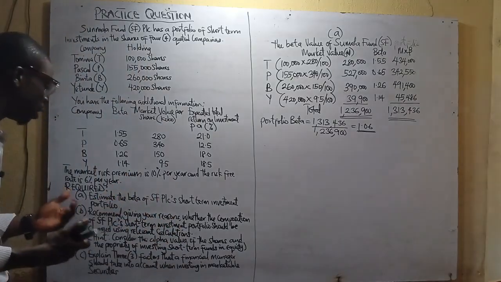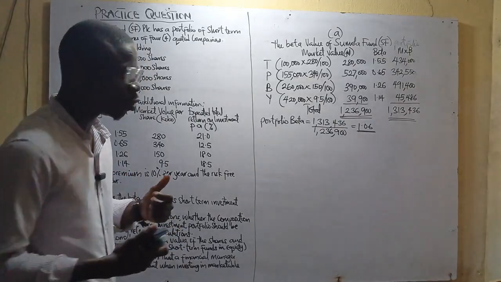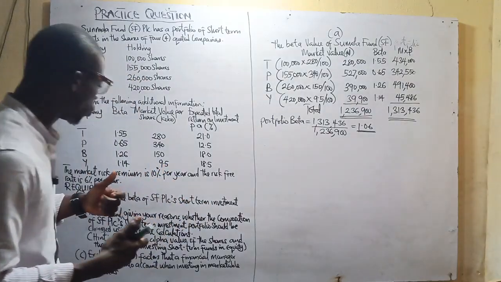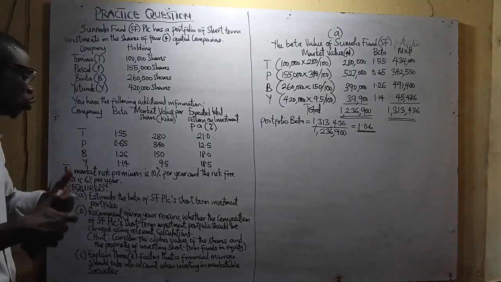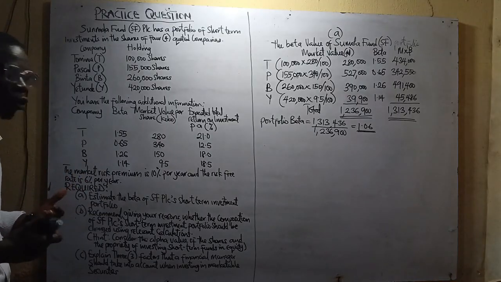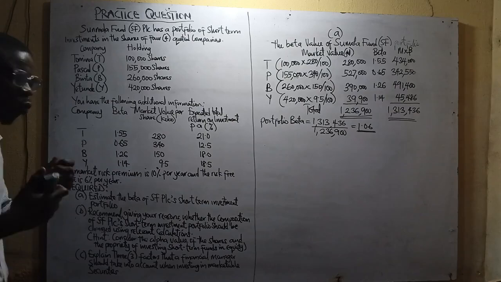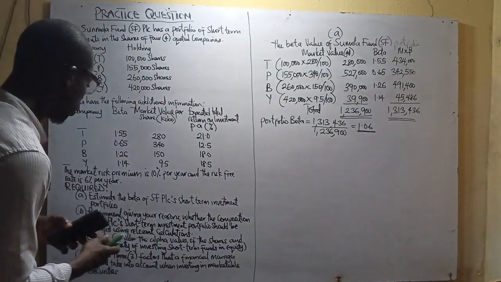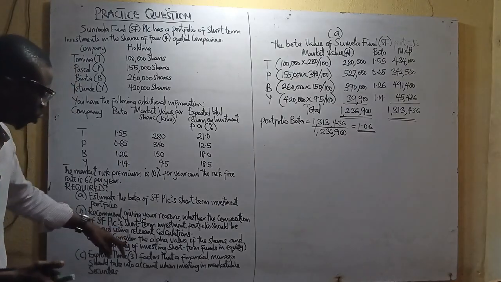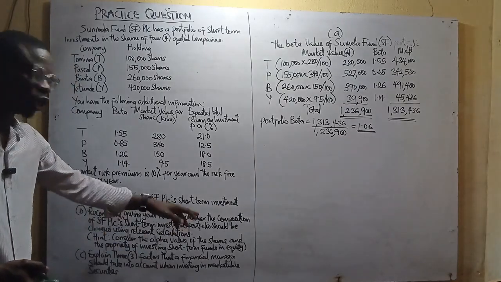So they are giving us a hint that when we want to calculate, for the question you are asked whether they should change the composition of the short-term investment, that's what we should concentrate on. Two things. What are the two things we should concentrate on? We should concentrate on using the alpha value of the shares.